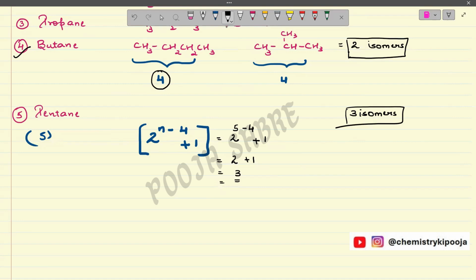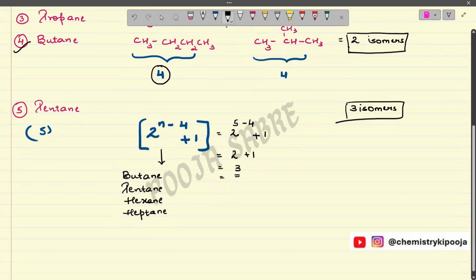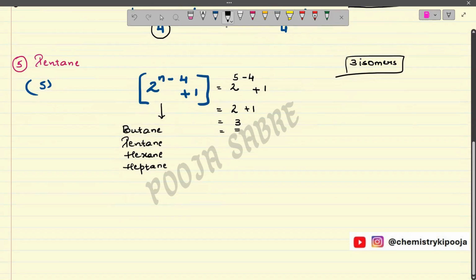But remember, this formula is applicable only till heptane. That means I can find out butane, pentane, hexane, and heptane. Now, what about the higher alkanes, that is octane, nonane, and decane? There is one more formula for that. Quickly, we will have a look at it.